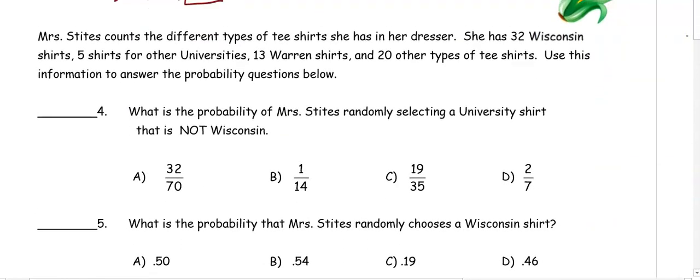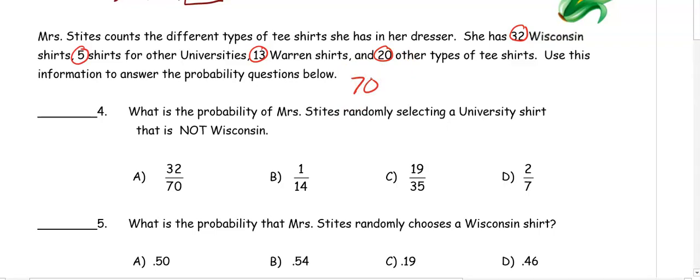Miss Stites counts different types of t-shirts she has in her dresser. She has 32 Wisconsin shirts, 5 shirts for other universities, 13 Warren shirts, and 20 other types. Use this information to find the probability. What is the probability she selects a university shirt that is not Wisconsin? So first we have to figure out our total. So we're going to add all of the shirts together. So 32 plus 5 plus 13 plus 20. And we get 70 shirts.